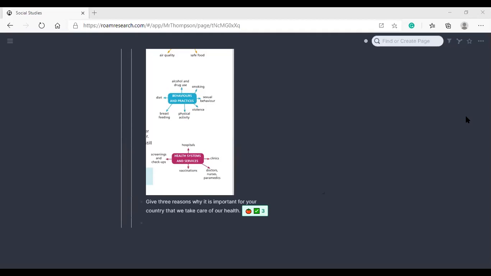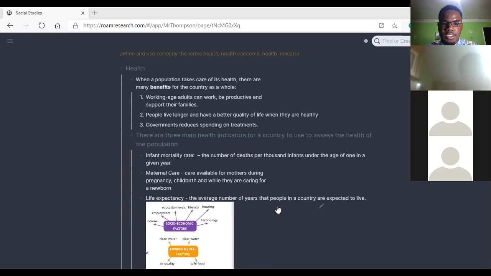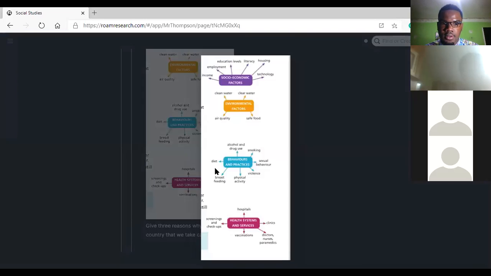Brandon, give me one reason why it's important for your country that you take care of your health. Brandon? I'm still thinking. Think about it. Using this diagram, let's look at it.